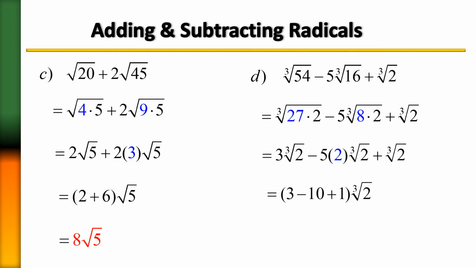3, -10, and 1. Keep in mind, if you don't see a number out front, it is understood that there is a 1. So you must make sure you include that 1, very important. So let's move from left to right, combining these. Combining a 3 with a -10 will give me a -7. -7 combined with a 1 will give me a -6. So your answer would be -6 cube root of 2. And there you have it.